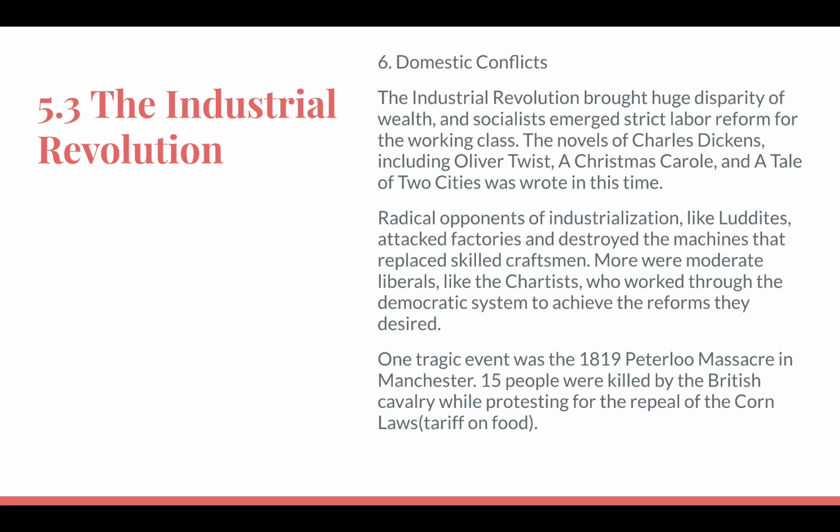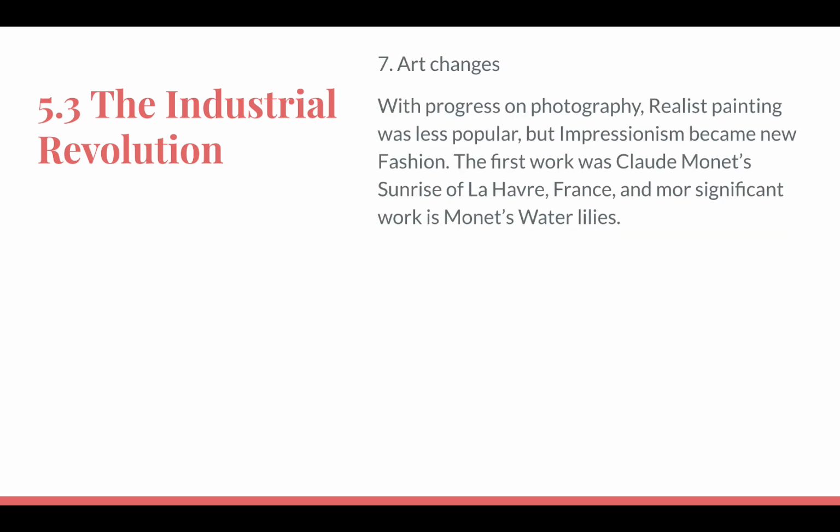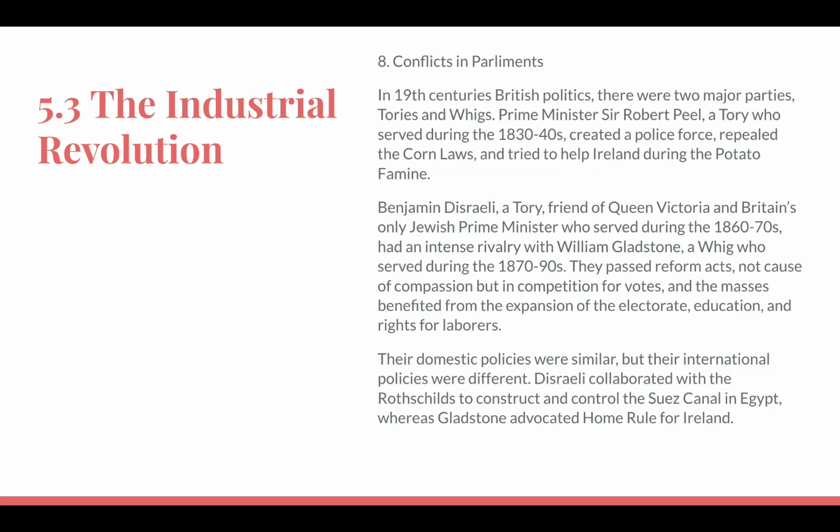One tragic event was the 1819 Peterloo Massacre in Manchester. 15 people were killed by the British cavalry while protesting for the repeal of the Corn Law, which was a tariff on food. Industrialization also brought changes to art. With progress in photography, realistic painting was less popular, but Impressionism became the new fashion. The first work was Claude Monet's Sunrise at Le Havre, France, and the more significant work is known as Water Lilies.